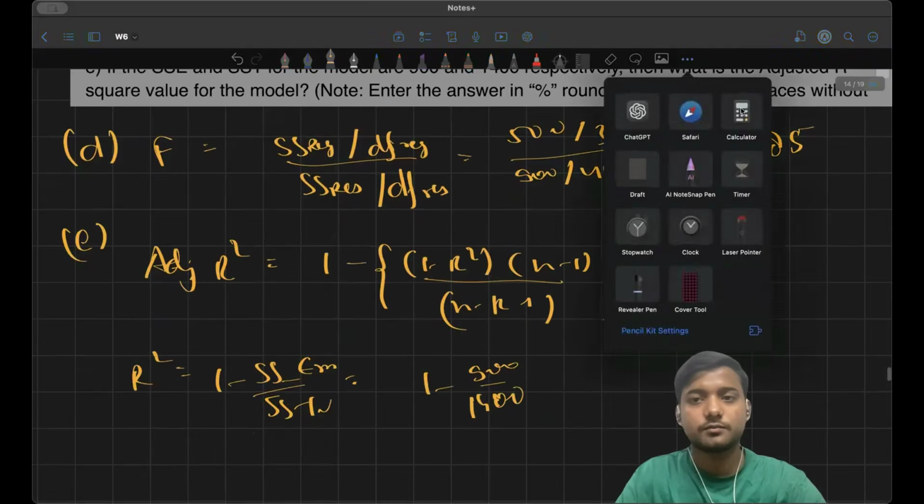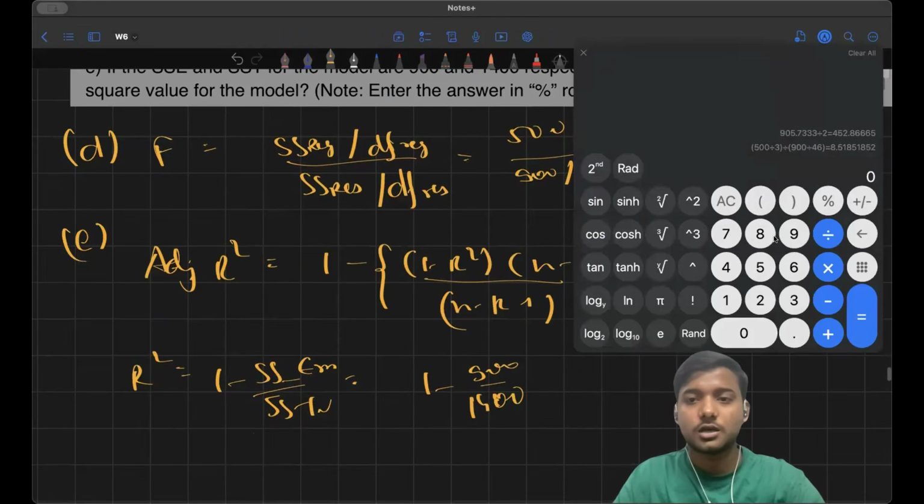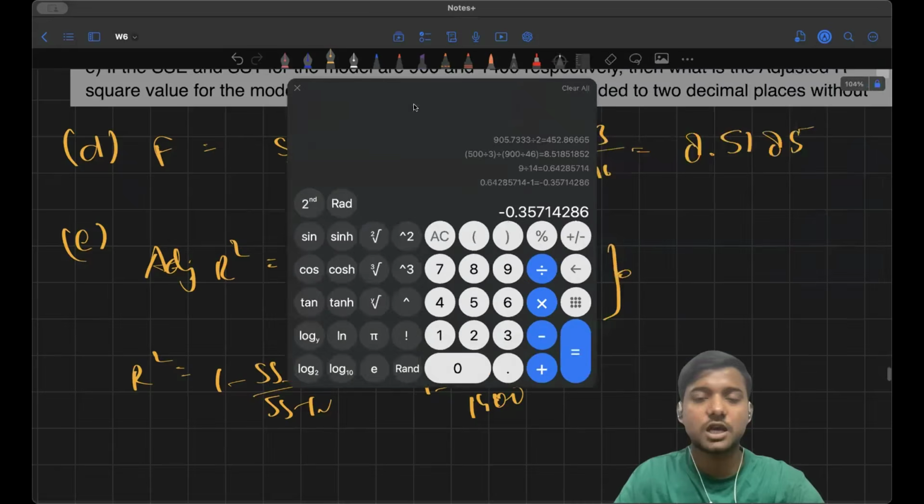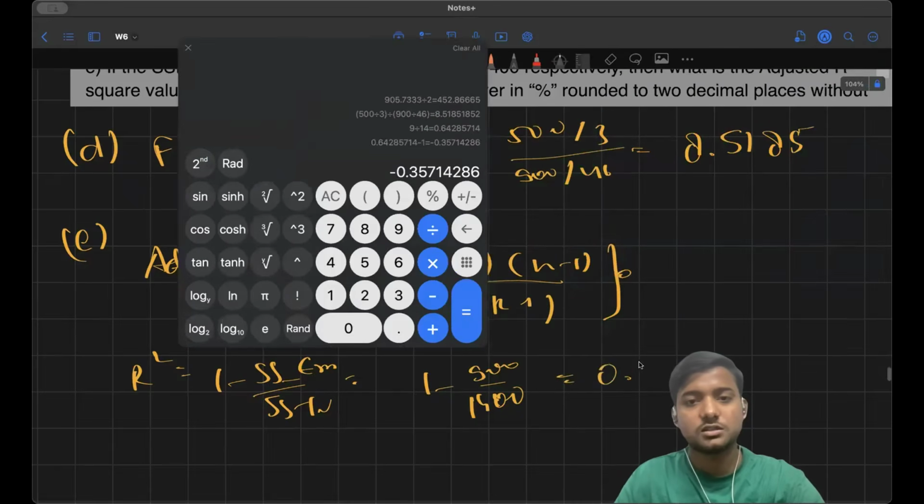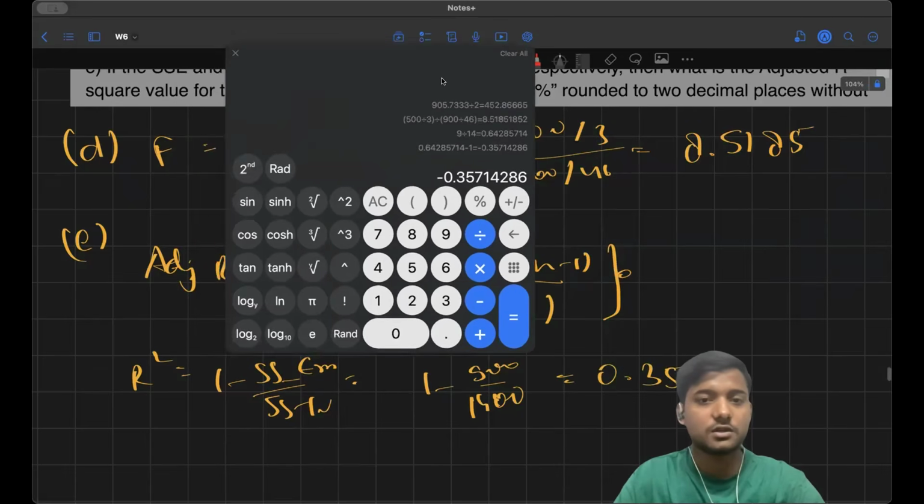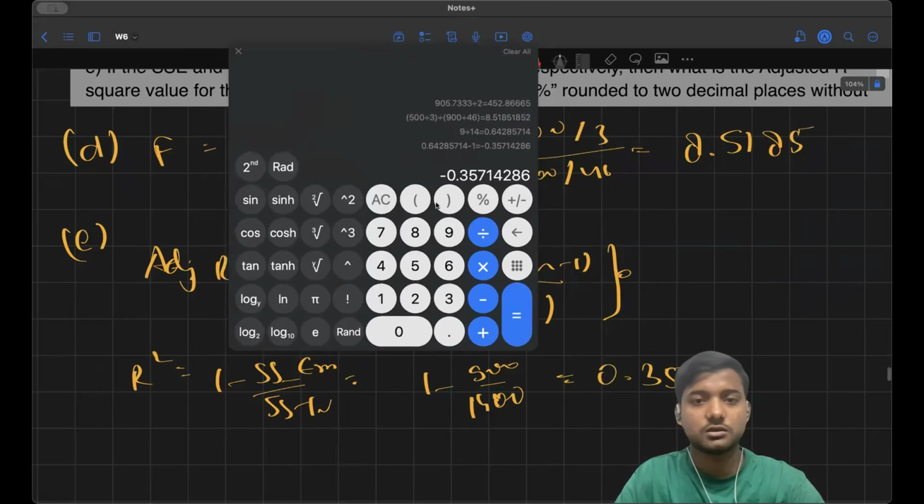So this becomes 9 divided by 14. This is what I have, 9 divided by 14. And this should be removed from 1. So I will have positive 0.3571. Okay, this is what we will have for R square, or you can do it directly as well. We got 500 for sum of squares regression and 1400 for sum of squares residual. So this is what we get, 0.3571. So this is our R square.